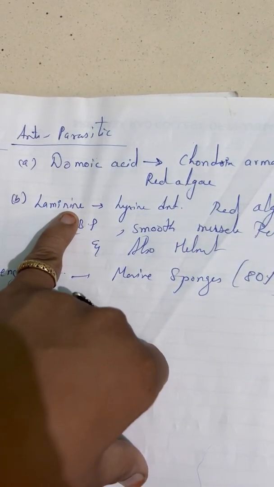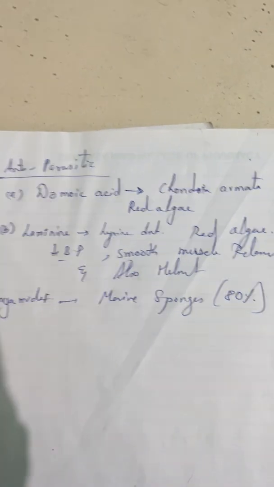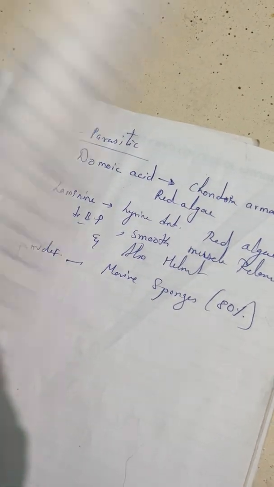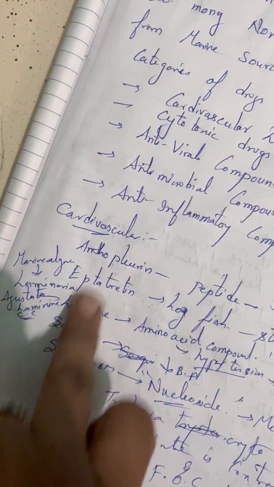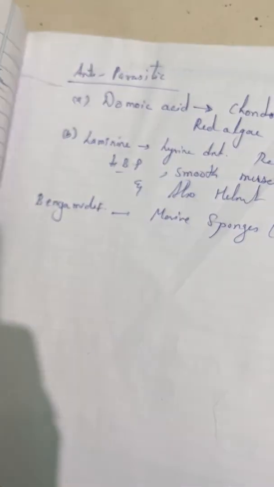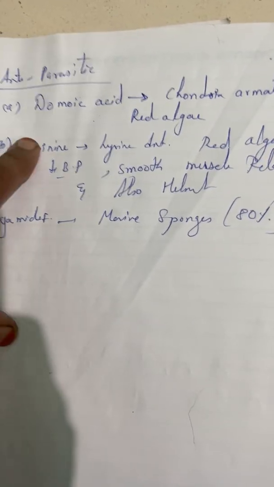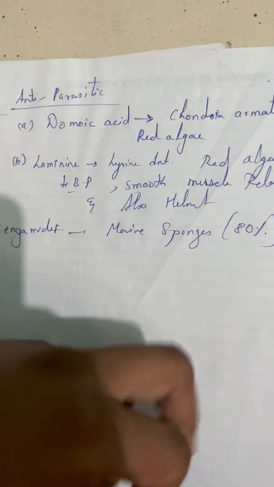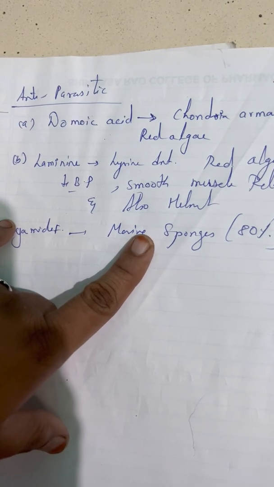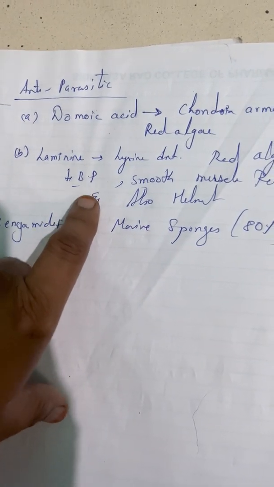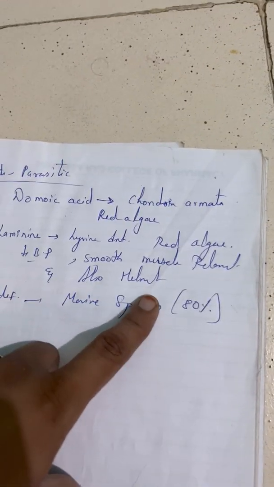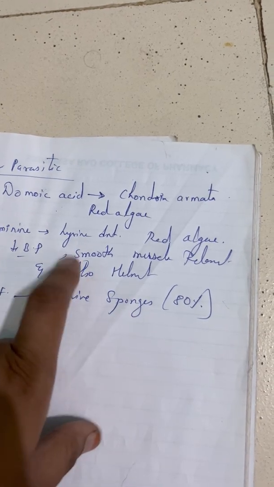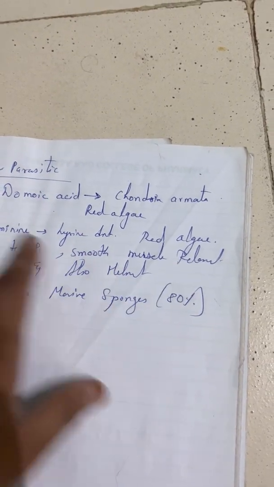Also, we have studied laminin from Laminaria angustata under cardiovascular. The same thing also acts as an anti-helminthic. Laminin is a lysine derivative obtained from the algae which decreases blood pressure, acts as a smooth muscle relaxant, and also acts as an anti-helminthic agent. So besides that, it also acts as an anti-parasitic agent.